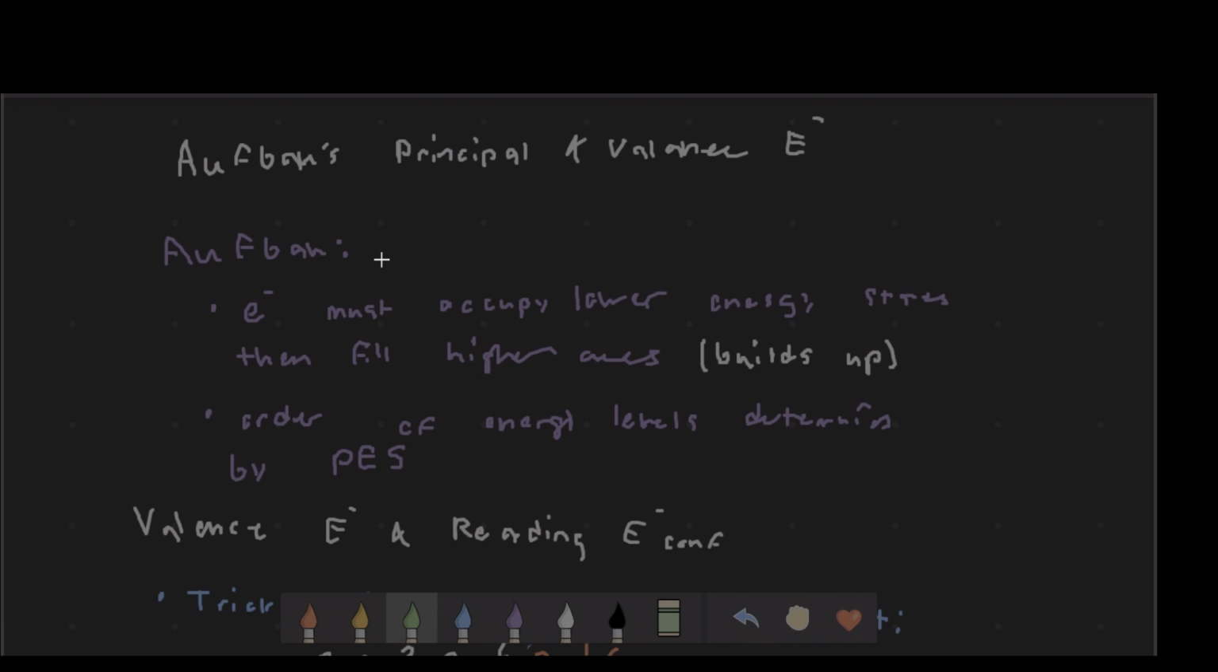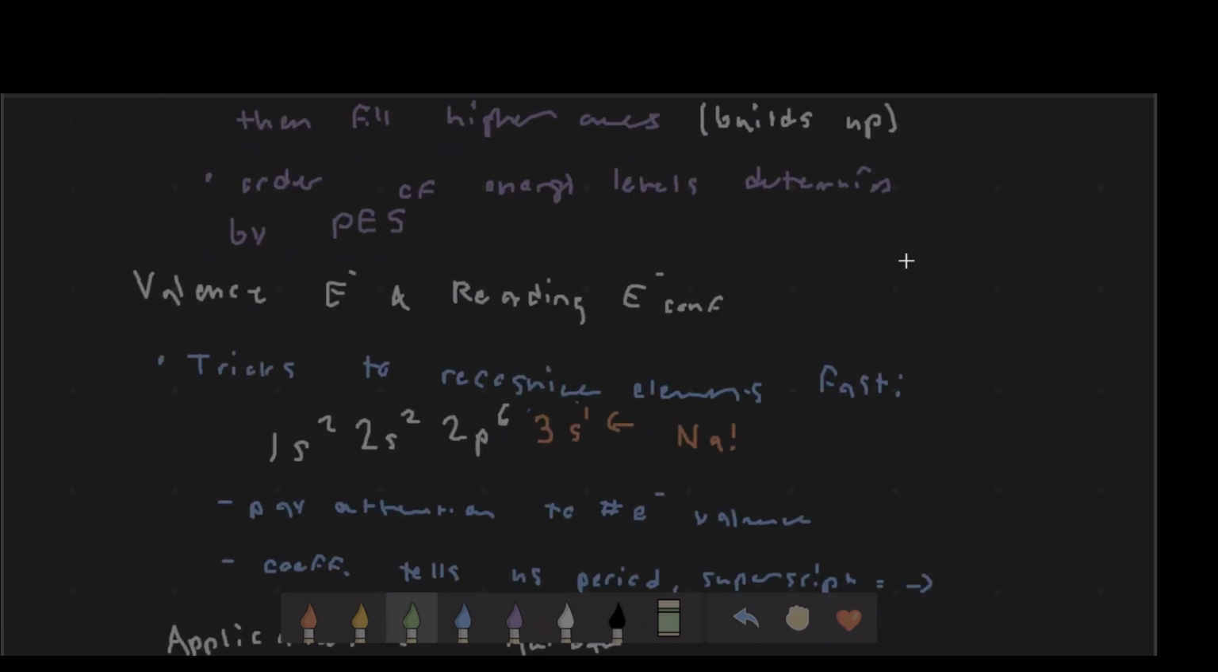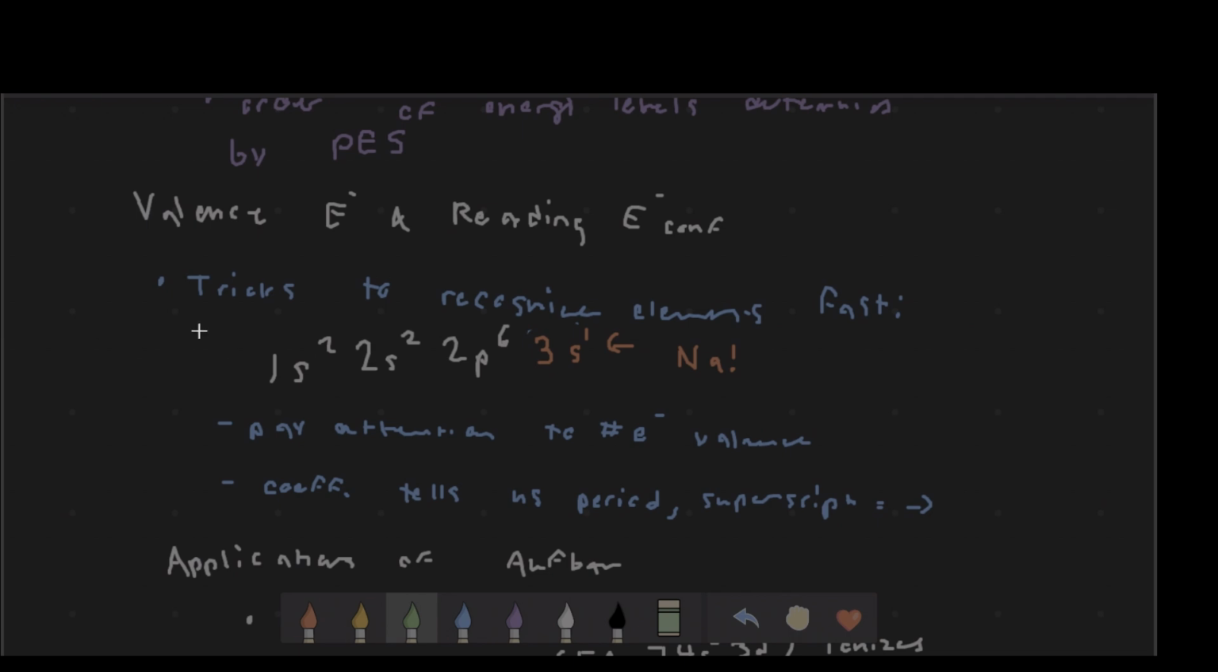And the order of energy levels, it's determined by the PES, like which ones are before in the diagram. So valence electrons and reading electron configurations, this is also just a review.